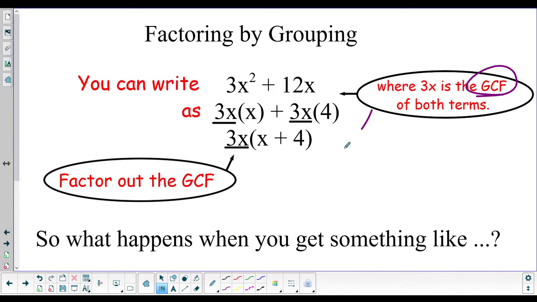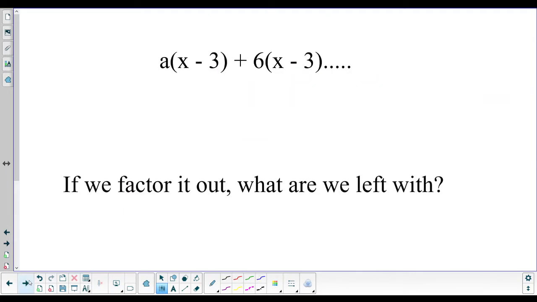So, you've done this, right? We've factored out an x. We went, divide an x here, divide an x here. X goes in front. Oh, look, a 3 can come out too because 3 goes into 3 and 12. Divide, and you get x plus 4, right? What if, though, we had something like this?